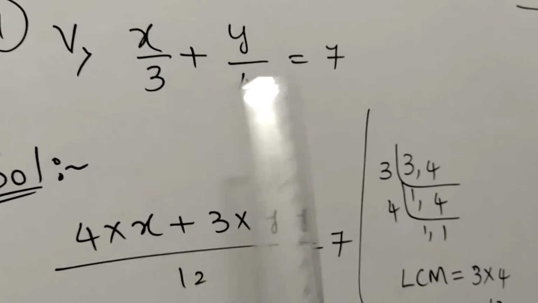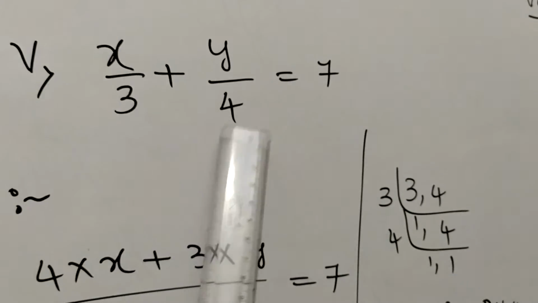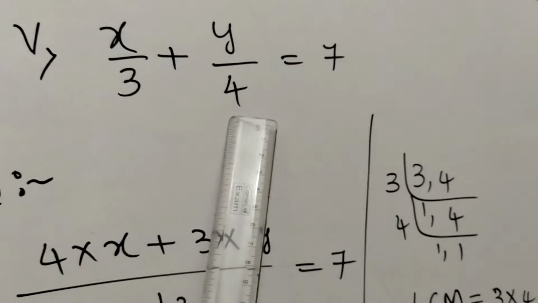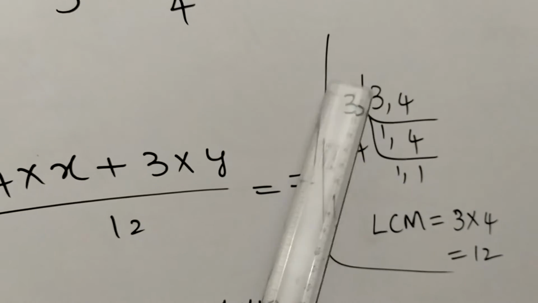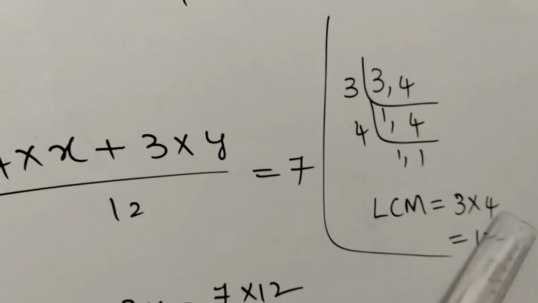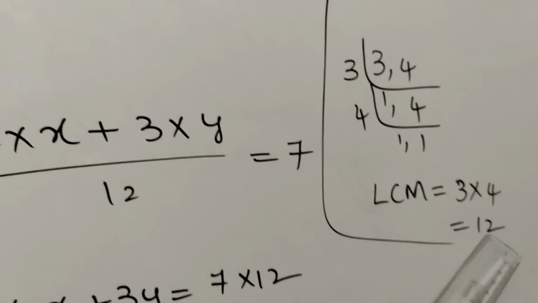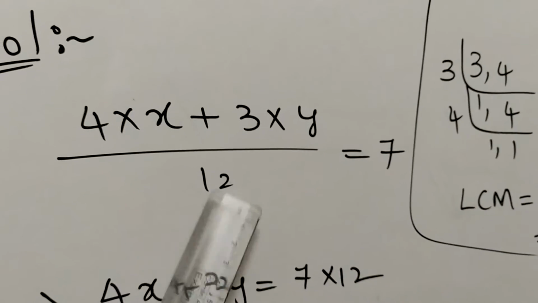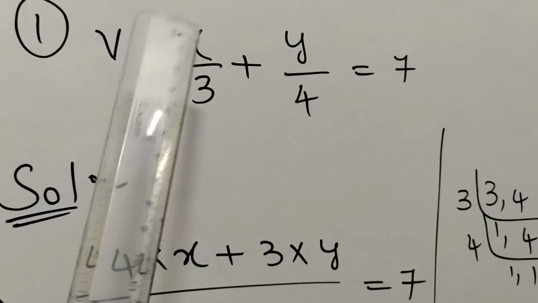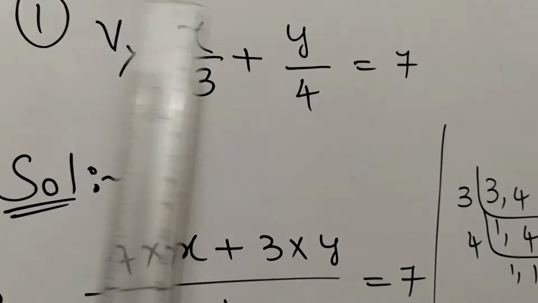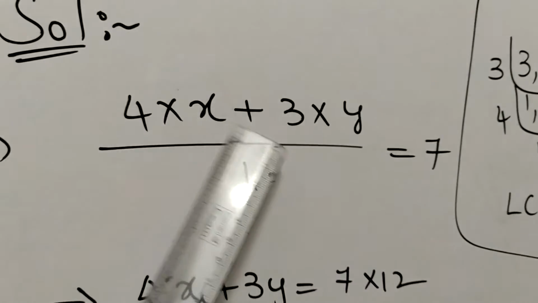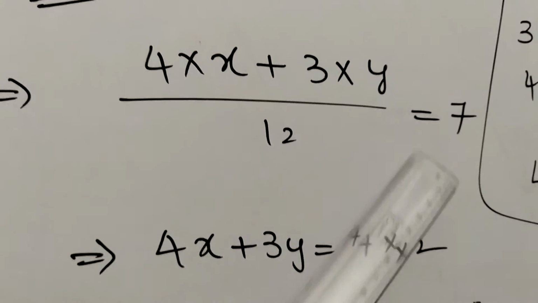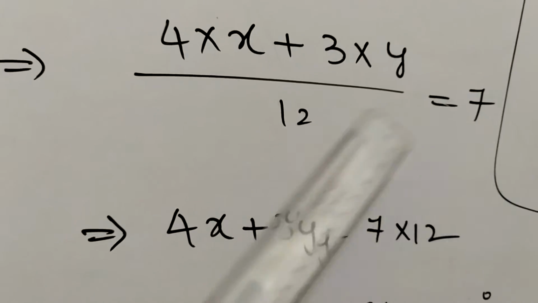See here, students, for these type of problems you have to first take the LCM of denominators. So you will get here 12. 3 ones are 3 and 4 ones are 4, 3 4s are 12. You will get here LCM 12. So take that 12 in the denominator and now cross multiply. You will get 4 into x plus 3 into y is equals to 7. So 4 into x is 4x plus 3 into y is 3y is equals to 7 into 12.